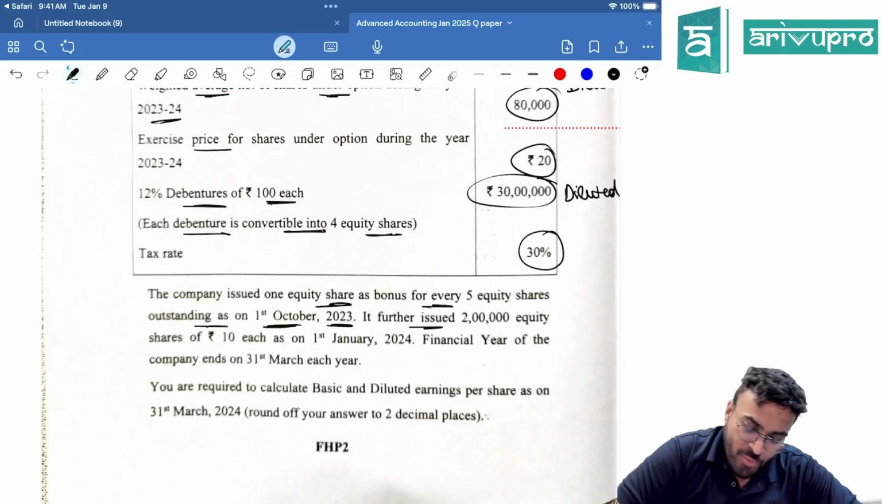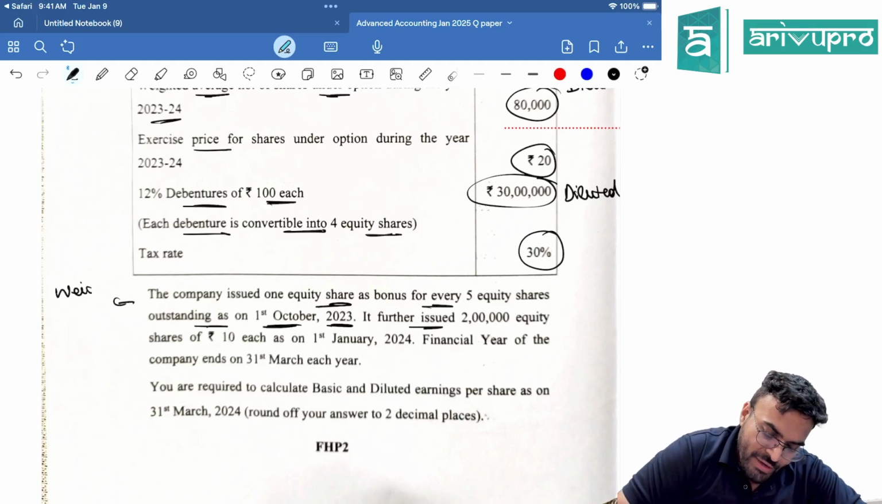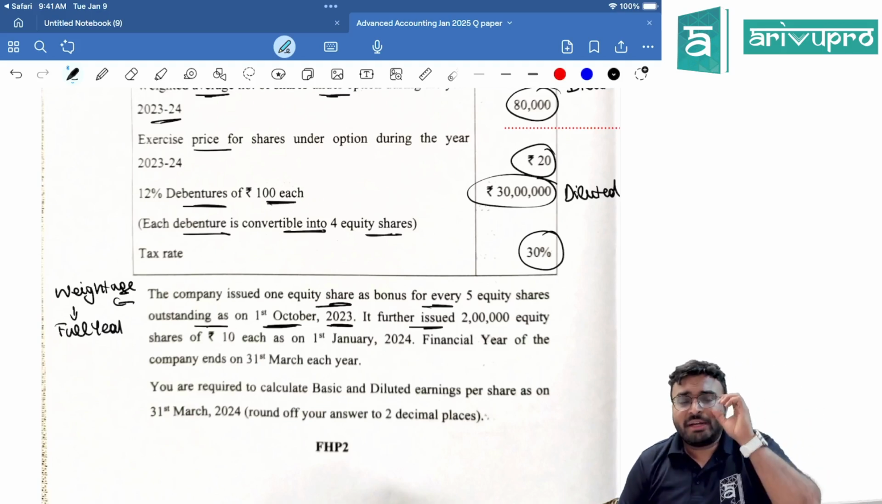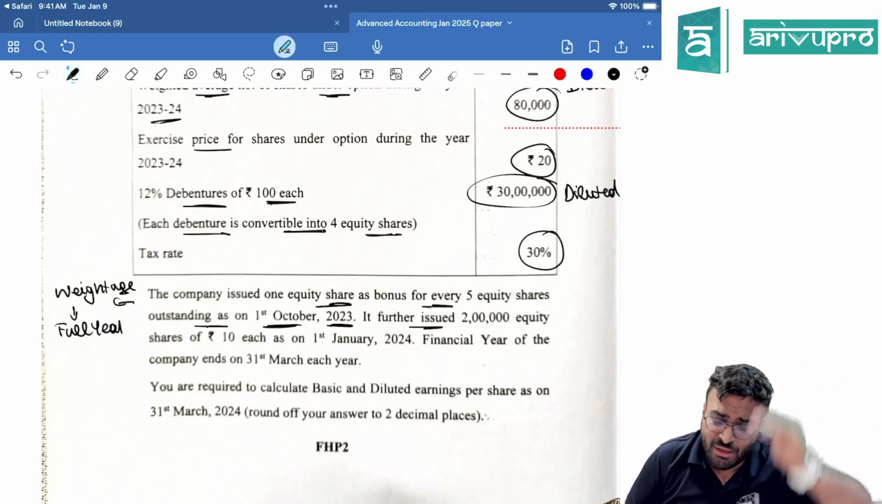For bonus, what you have to remember is that weightage will be for the full year. Whenever a bonus issue is there, when you are calculating the weighted average number of shares, weightage for the bonus will be given for the entire year.